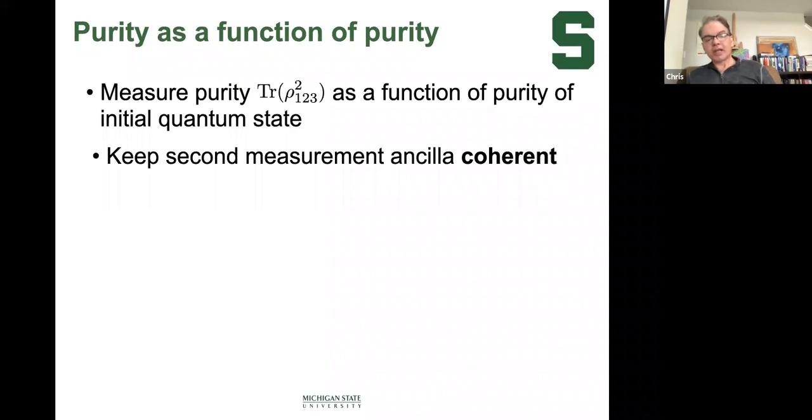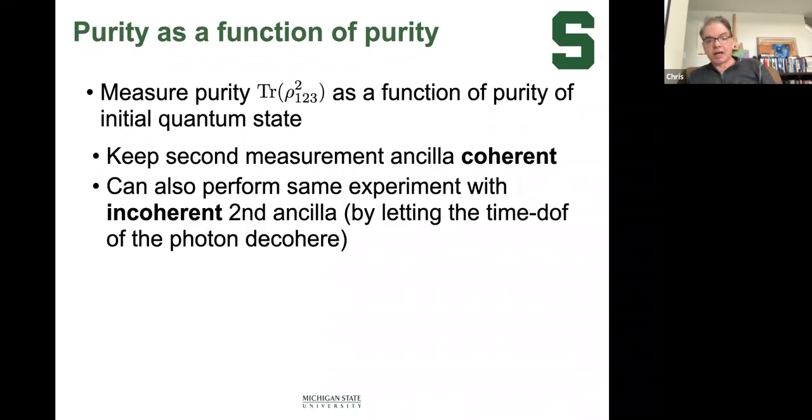And of course, we're going to keep this second measurement ancilla coherent, right? So if you remember, you basically get the beam split 3 times. The advantage of making this in a quantum optics experiment is that we can actually protect the coherence of the intermediate ancilla because it's in a beam, right? So this beam is not going to interact with a bunch of other qubits. However, we can also mess with the coherence of the middle state by letting the time degree of freedom of this middle photon, in a sense, decohere.